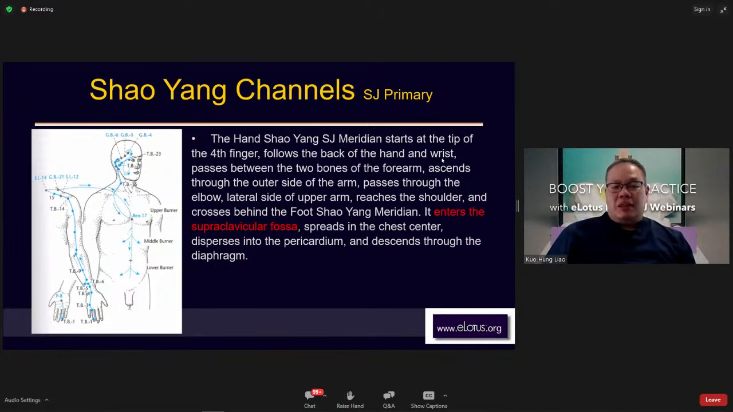Okay. And go to the shoulder, you cross behind the foot Shaoyang meridian and enter the supraclavicular fascia. So actually, it didn't go to the face directly. It goes to here, behind the clavicle. The tension behind the clavicle actually is not from the arm and the legs. It's mainly from the inside of the chest or inside of the body cavity. So that's a very important part.